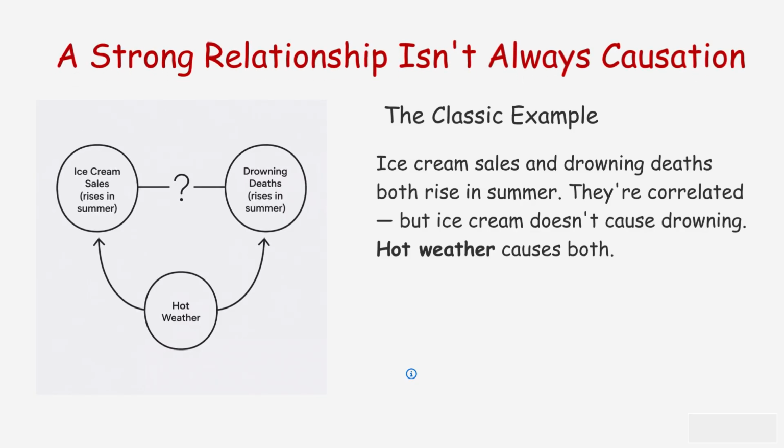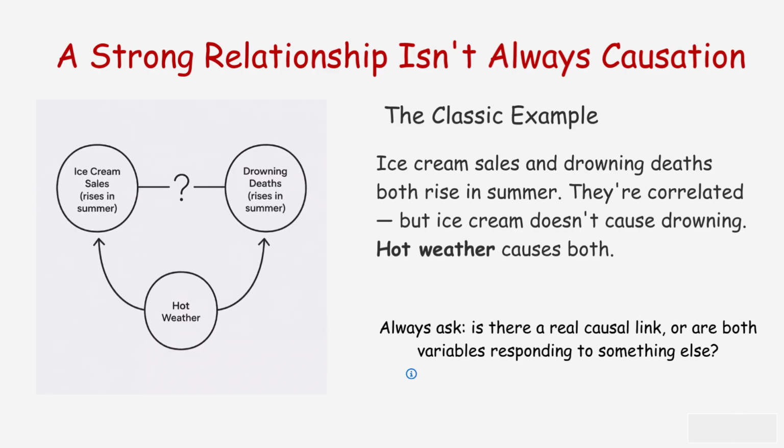Correlation is not causation. Important warning. A strong relationship doesn't mean X causes Y. Ice cream sales and drowning deaths both rise in summer. Correlated? Yes. Causal? No. Both are caused by hot weather. Hot weather leads to more ice cream. Hot weather leads to more swimming, leads to more drowning. Always ask, is there real causation? Or are both variables responding to something else? We explore this fully in the next video.